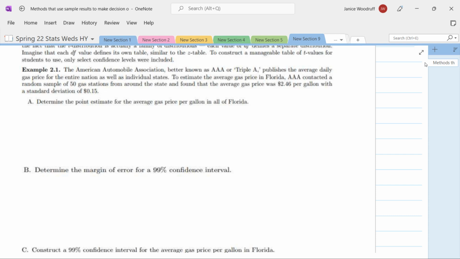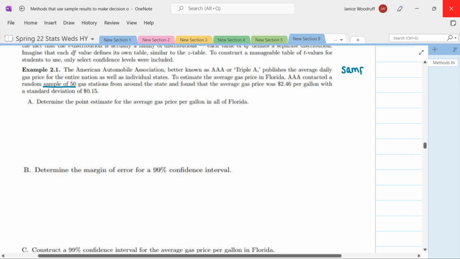Okay, so let's go through this step by step. So first of all, the way that the information is given, that's how you have to ask yourself first. So how is the standard deviation given? The standard deviation is given from this sample of 50 gas stations. So this is a sample standard deviation, which means we're going to use the t distribution. Okay, so first thing you do, I know this is in the section for t, but once you get to the test, the sections aren't going to be separated like that. So first thing you do, ask yourself that question, how is the standard deviation given?